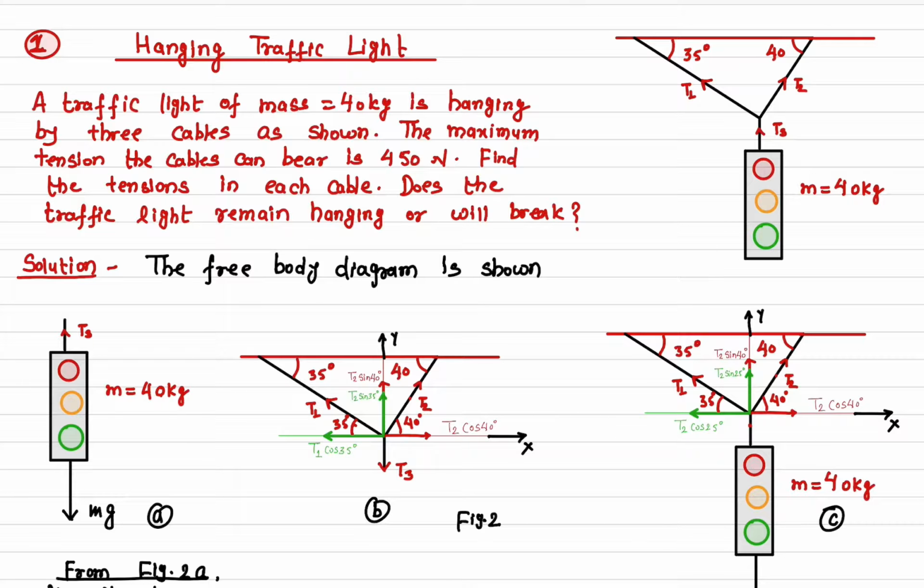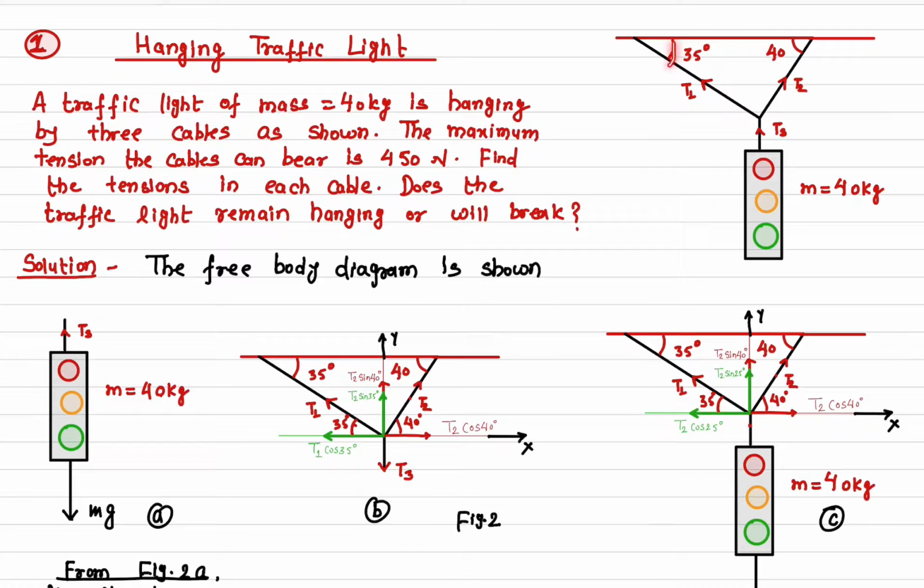In this problem, we'll talk about hanging traffic light physics. What is that? So let's say we have a traffic light here, and the traffic light is supported by three cables, three ropes.